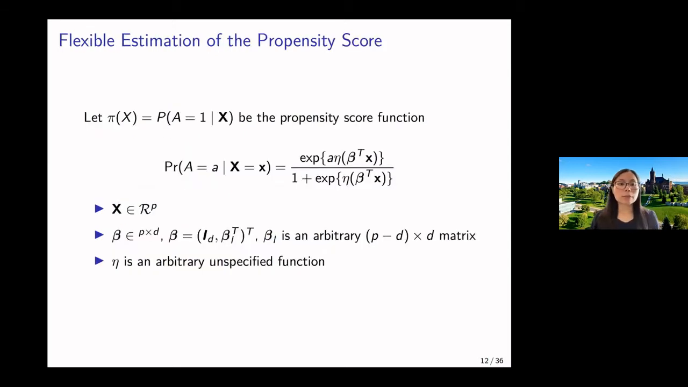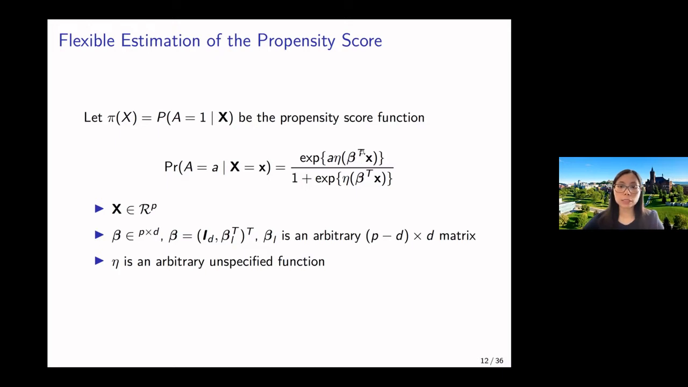And then to be specific, what we do is we try to model the propensity score model using this flexible form. So we have the probability of A, which, if you remember, is the treatment, given the covariate X, or what we call the control factor. So this is the conditional probability of an individual receiving a treatment. This equals the exponential of this quantity over 1 plus the exponential of this quantity. And here, this eta is an arbitrary unspecified function, so we do not make any assumption on the form of this eta.